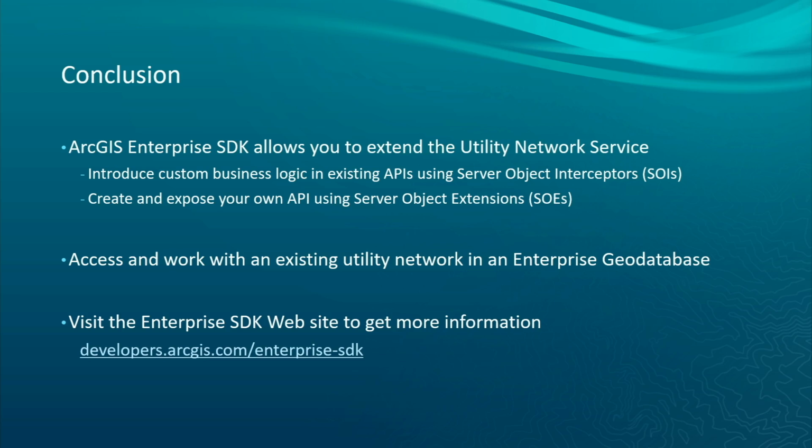We showed you the two basic patterns. Either you're going to intercept existing operations on the REST API and do something, such as preventing edits in unauthorized areas. Or you can extend it, such as what Alex was showing in the source code, where he actually created a new operation that your custom client application code would then need to call into. But these are the two patterns, the SOIs and the SOEs, and hopefully it makes a little bit of sense to you what the differences are and when you use one or the other.